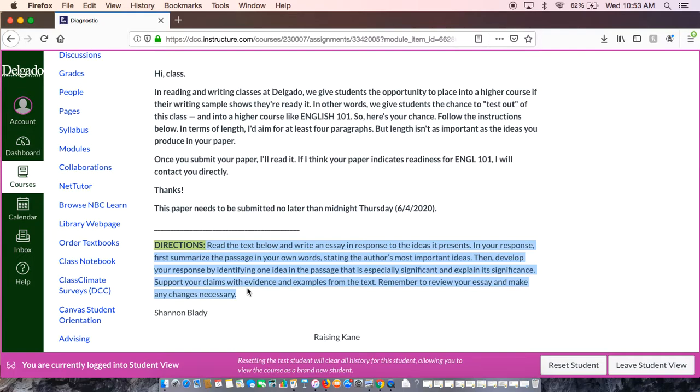"In your response, first summarize the passage in your own words, stating the author's most important ideas. Then, develop your response by identifying one idea in the passage that is especially significant and explain its significance. Support your claims with evidence and examples from the text. Remember to review your essay and make any changes necessary." That's a lot.